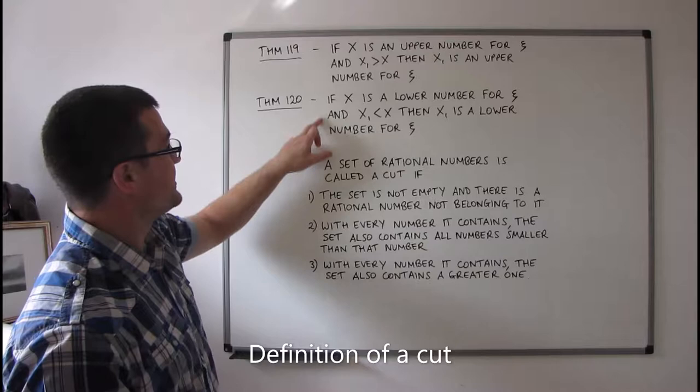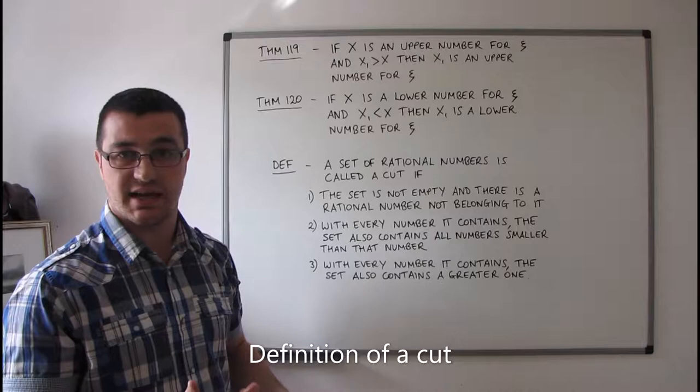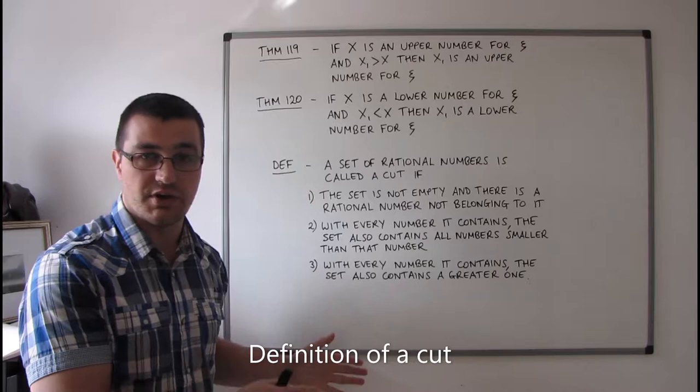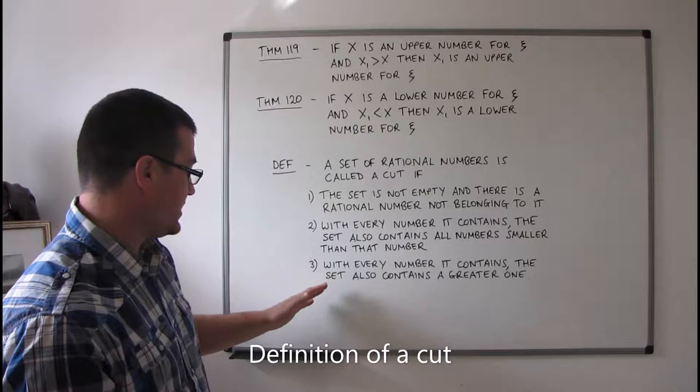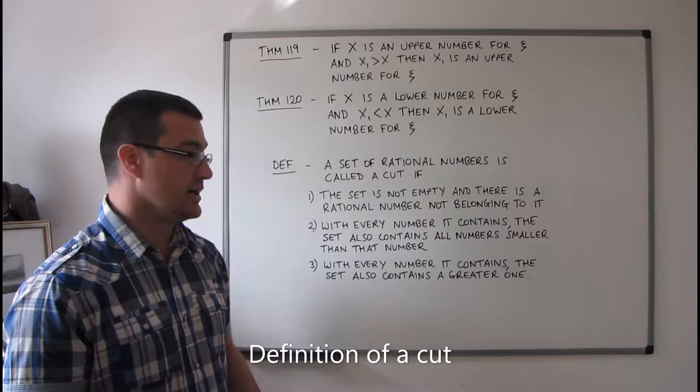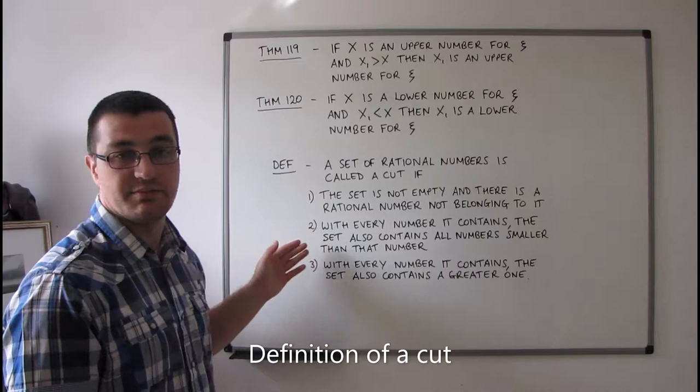It's just a reformulation of that second part of the original definition. If you remember, in the original definition, it said that every lower number is smaller than every upper number. But there's no mention here of upper numbers. Part three, with every number it contains, the set also contains a greater one. Again, that's really the same as the third part. So it's really the second part from the original definition that's been reformulated.